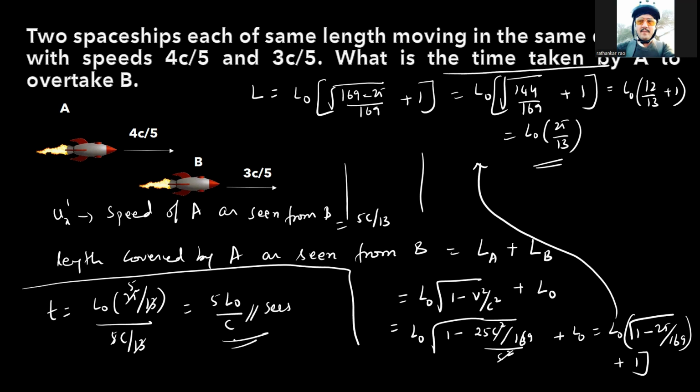So this is the time taken by A to overtake B, as seen from the reference frame of B over here. I have not looked at the stationary frame of reference. I had just been looking only at the moving frame of reference, and that's how I got this expression. I hope by now you would have understood how to solve such kinds of problems.